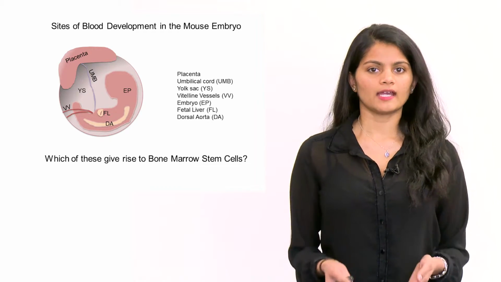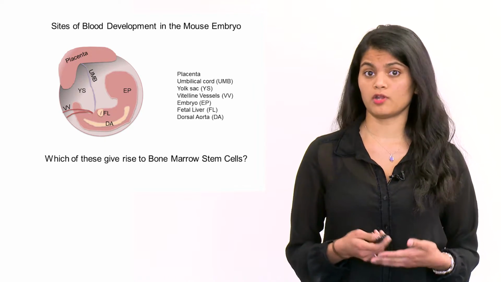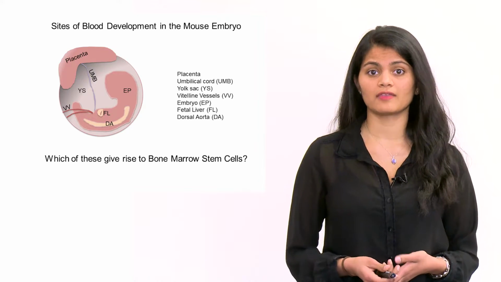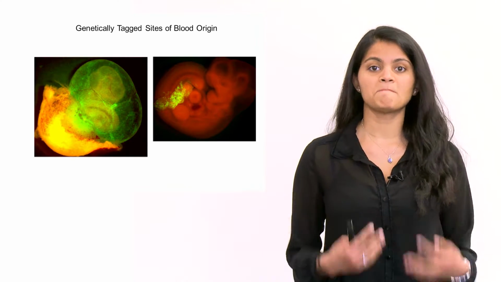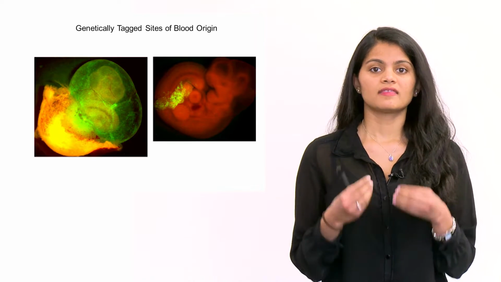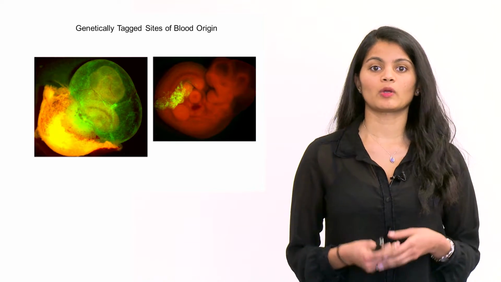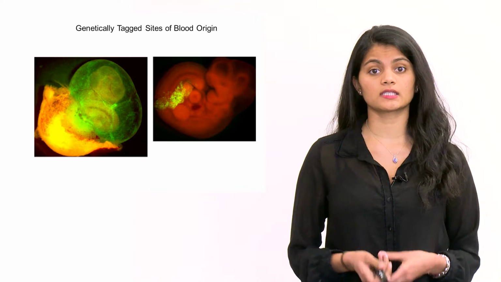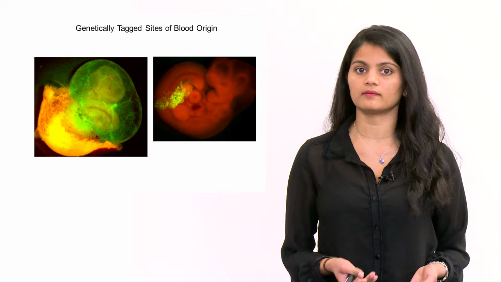So which one of these sites actually gives rise to the bone marrow stem cells? Well, we don't know. We have to narrow this down. The way we do this is in our lab, we have created green mice. Mice that glow green in one of the places where blood cells come from. In this case, it's the yolk sac. The yolk sac is green and everything else is red.